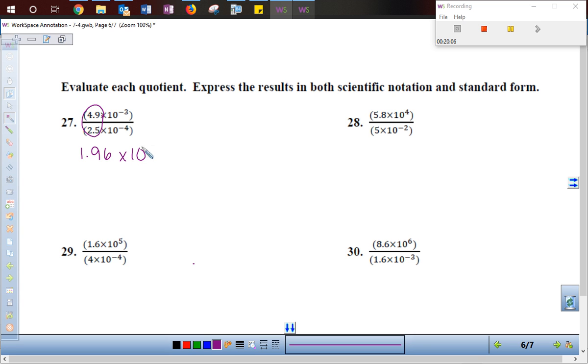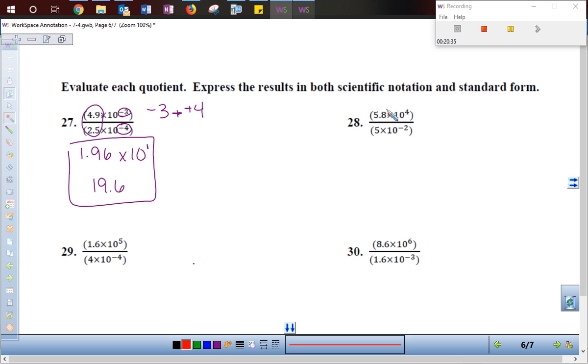Then I'm going to bring down my times 10, and remember when it's division we subtract the exponent. So I'm going to take my numerator's exponent, which is negative 3, and subtract my denominator's exponent, which is negative 4. So negative 3 minus negative 4 gives me a result of positive 1. Well, positive 1 really just means that I'm moving my decimal place 1 to the right, and I'm left with 19.6 in my standard form. Let's try it again on number 28.